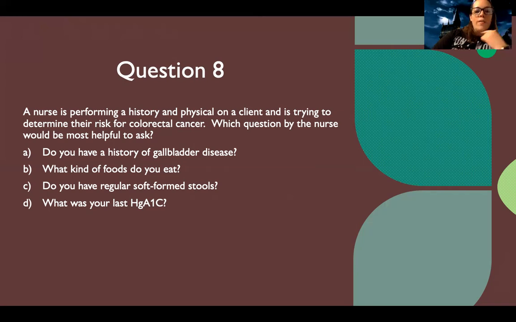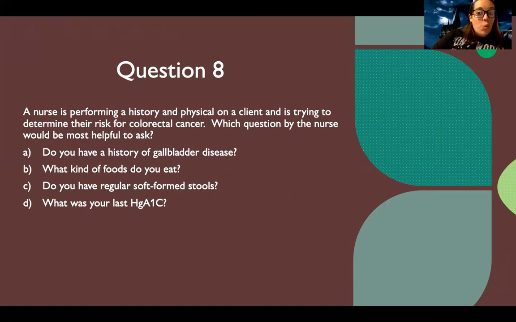So the first one says, do you have a history of gallbladder disease? Well, it is a GI organ, but I don't really know if gallbladder disease is directly related to colorectal cancer. So I'm going to move on. What kind of foods do you eat? Well, I feel like there's something related to diet and colorectal cancer, so I like that one. It says what's most helpful, so there might be more than one right answer, but which one's most helpful? So let's keep going. C is, do you have regular soft formed stools?